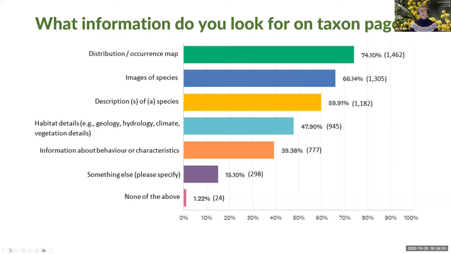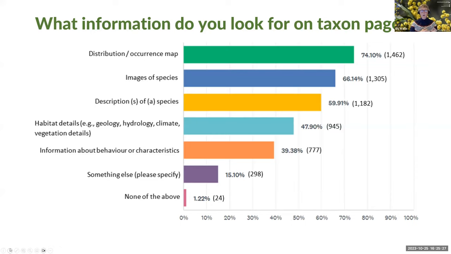The first question we asked was, what information do you look for on a taxon page? So what are you actually here to try and find out? Respondents could answer multiple different things. But by far, what people were looking for was a distribution or occurrence map. So that was interesting. One of the things that we learned is the fact that people want distribution, so what we're using this information for now is to guide our further development of the taxon pages.